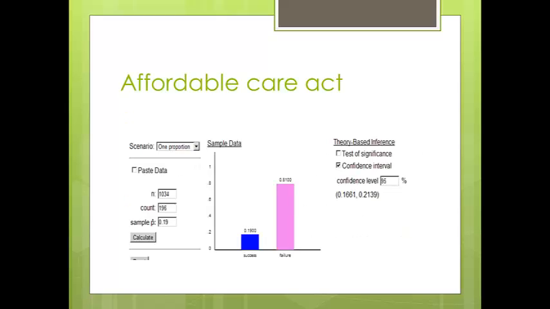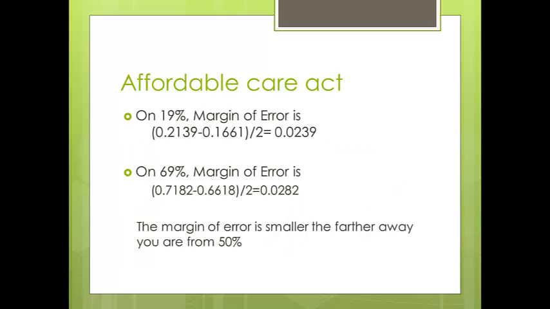If you compute a confidence interval on this data using the theory-based applet, which is fine here because our validity conditions are met, we see that the confidence interval is 16.61% to 21.39%. If you compare the margin of error between the two confidence intervals, the first confidence interval has a margin of error of 2.39%. This is a margin of error on the proportion of people who said they had been hurt by the new law.